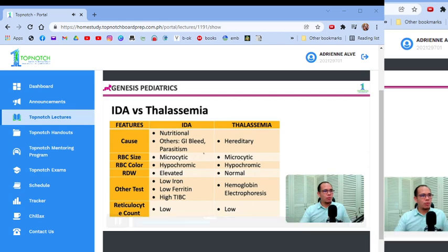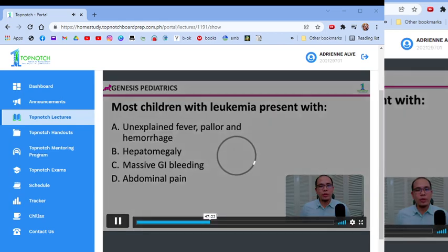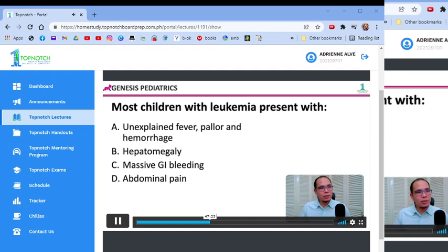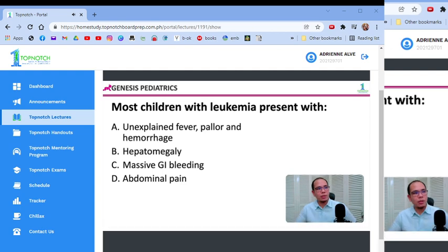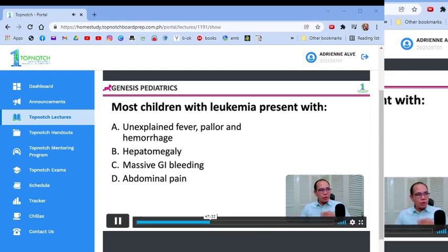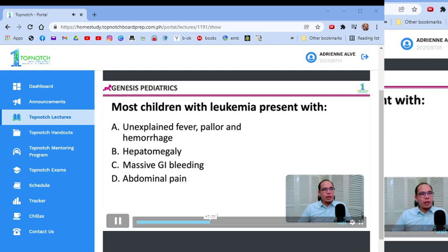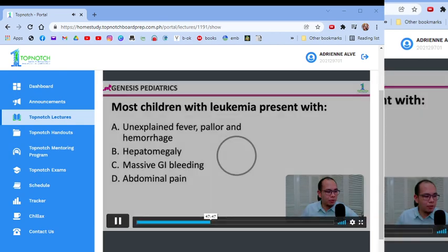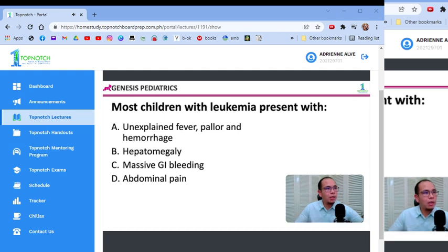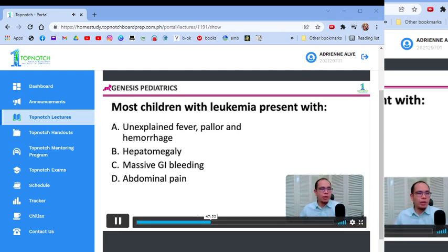Okay, next case, a child presenting with leukemia, okay, will most likely present with what signs and symptoms? Okay, can you have hepatomegaly? Yes, it's very common to have your organomegaly. GI bleeding, probably, if the patient is thrombocytopenic. Abdominal pain, yes, pwede rin yan. But the best answer among the choices would be letter A, an unexplained fever, okay, pallor, and hemorrhage. Okay, so unexplained fever, pallor, and hemorrhage.